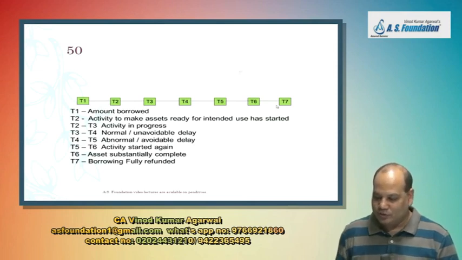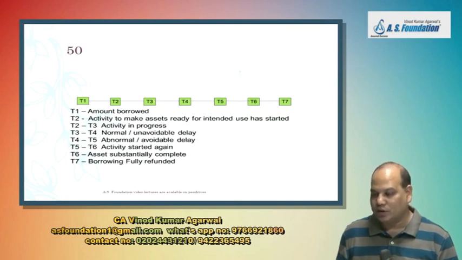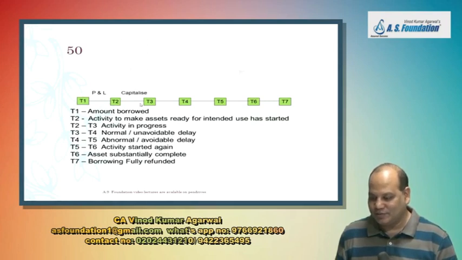Ready? So see the note below. T1 is the amount borrowed, but at T2 the activity to make the asset ready for intended use has started. So you will pay interest between T1 and T2. What about that interest? P&L account. Right answer. T2 to T3, activity is still in progress. Capitalize.